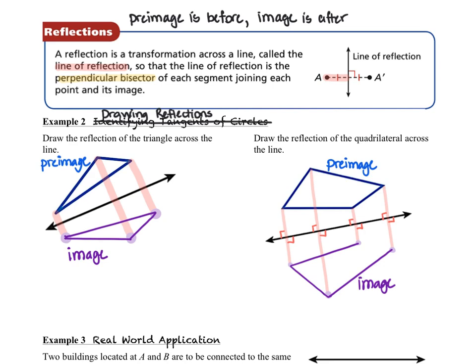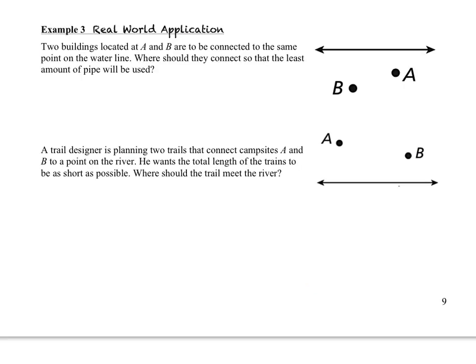Let's take a look at example 3 now. Example number 3 says we have 2 buildings. One is located at point A, one is located at point B, and they are to be connected to the same point somewhere on this water line.